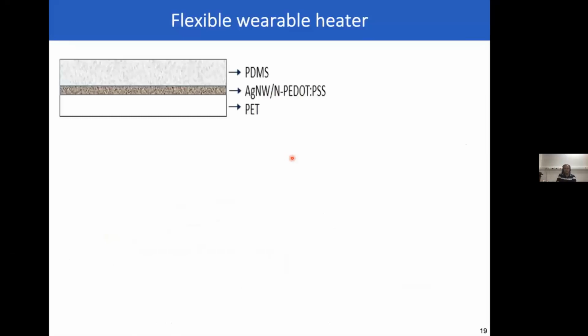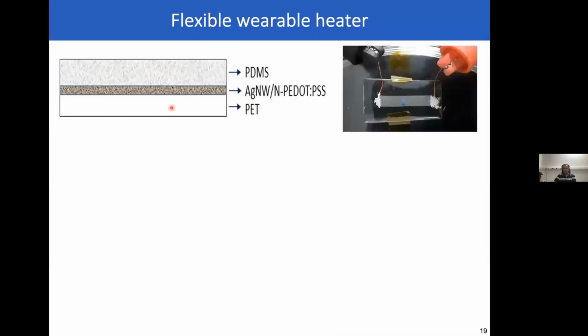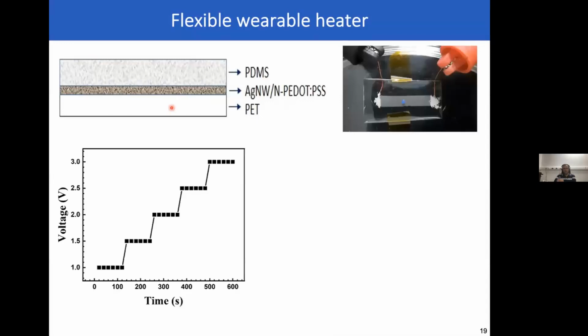Then we said, what else can we do with this? And we were really interested to make these flexible heaters. So this is our heater structure. You have PET, which is the substrate. Then I have a layer of my composite, and then I encapsulate this with PDMS, simply because if I expose silver to atmosphere for a long time, it's anyway going to oxidize. So we have this structure, and this structure works really well as a heater. We did a simple step experiment where we varied the voltage in steps of 0.5 volts for different times.